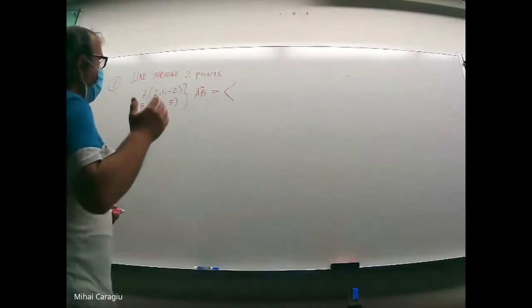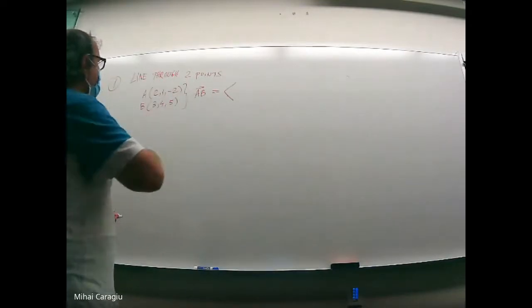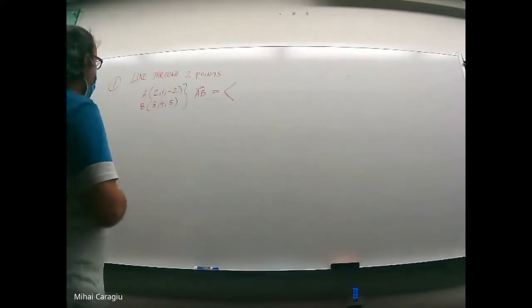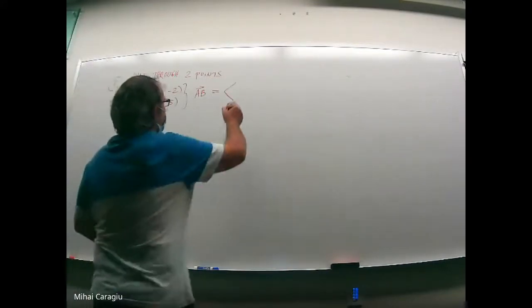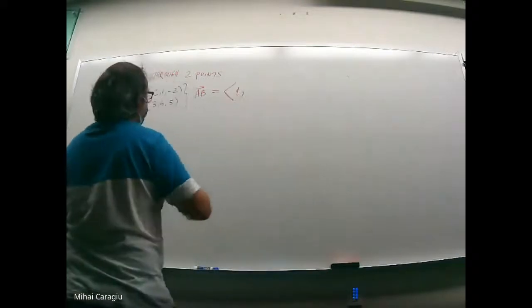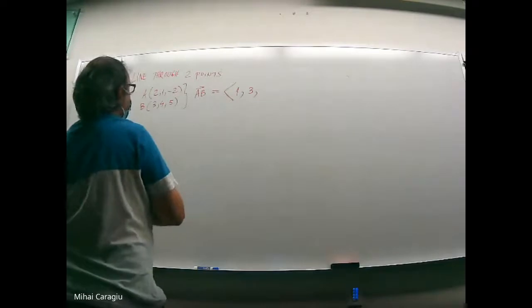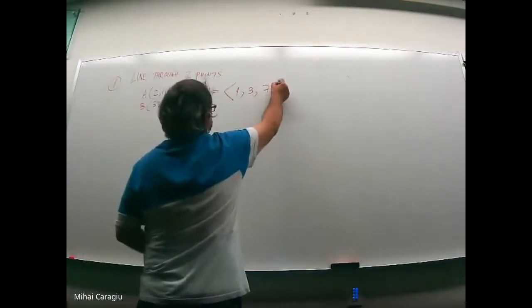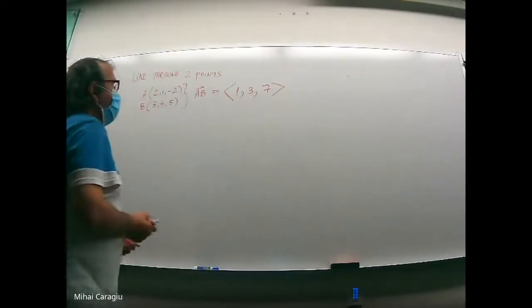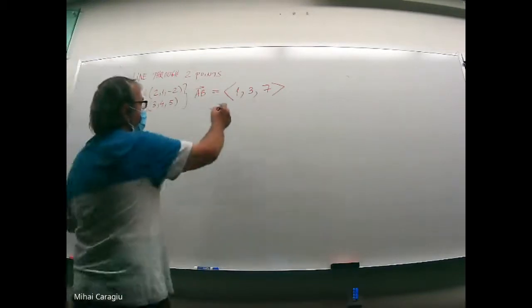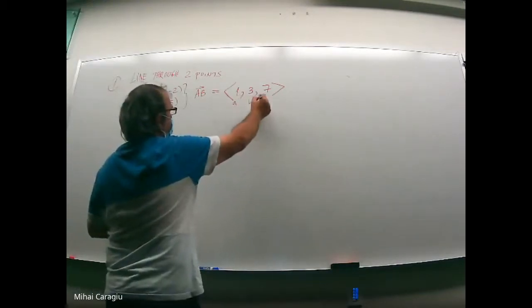And the vector AB is obtained by subtracting the corresponding coordinates of B minus the corresponding coordinates of A. So B minus A in a sense. So 3 minus 2, 1. 4 minus 1 is 3. 5 minus 2 is 7. So 1, 3, and 7 are the components of the directing vector of the line. So we call this a, b, c.